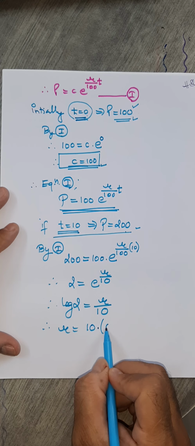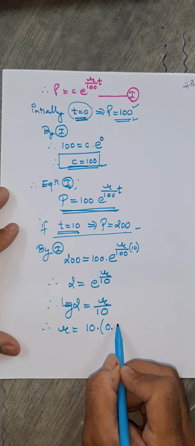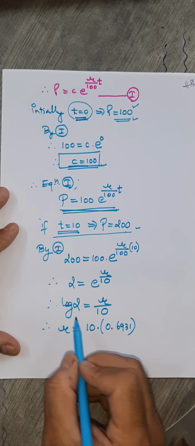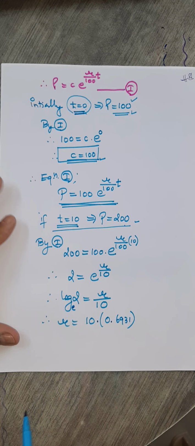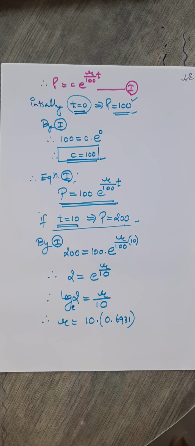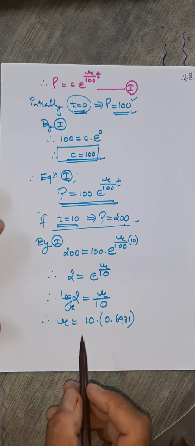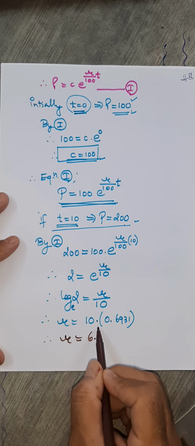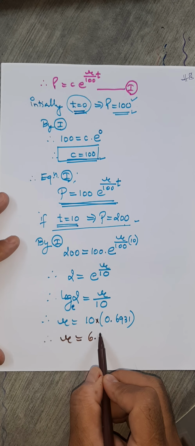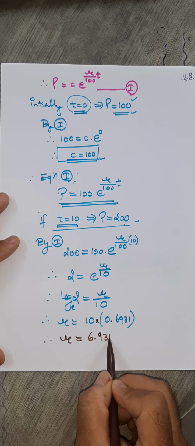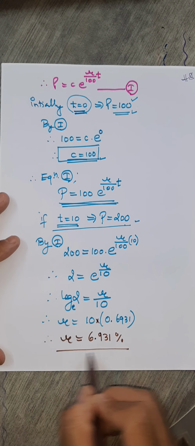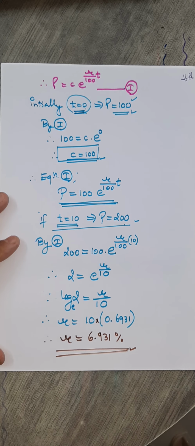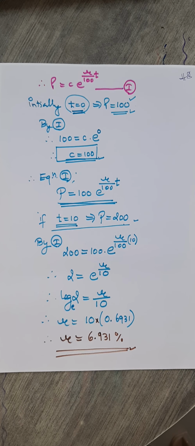But what is log 2? You are given in the question itself. 0.6931. This is to the base e. Remember, the log table you have uses base 10. Remember, so it's different from what you know from the log table. So r equals how much are we getting? This into 10. So 6.931%. This much is the rate of interest. Then in 10 years 100 becomes 200.